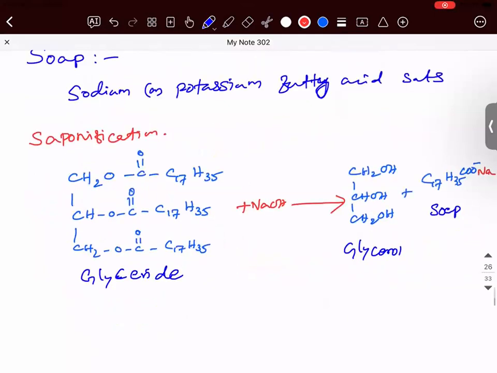So when you put it in the water, what will happen? The C17H35COO minus will be in ionic form and the Na plus ion will be separated.